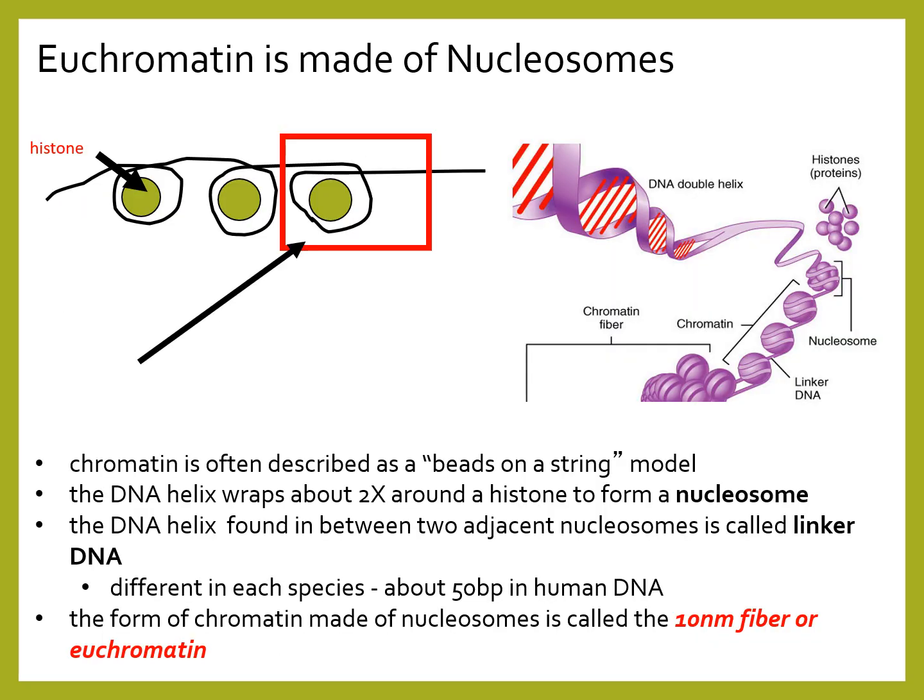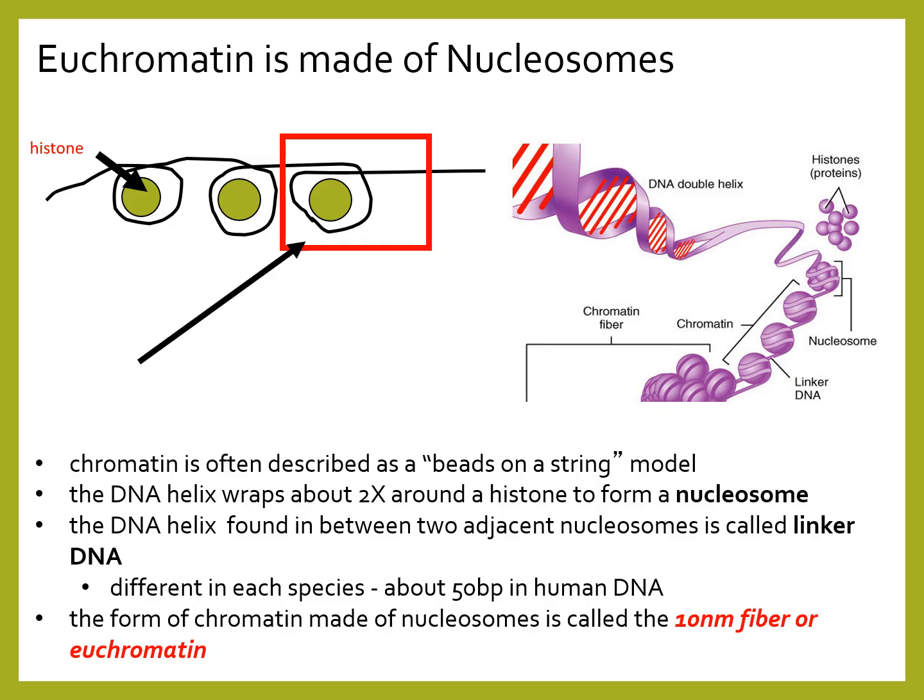Chromatin is often described as, quote unquote, beads on a string. So the beads on a string model is frequently used to describe chromatin. And the reason why it has that term is that if you look at it under the microscope at very, very high magnification, you can actually see these little round beads, and you can see the DNA wrapping around them. These beads, we're going to see, are called histones, and the DNA wraps about 2 times around this histone bead to form a structure called a nucleosome. And this nucleosome I have highlighted here with this red box.